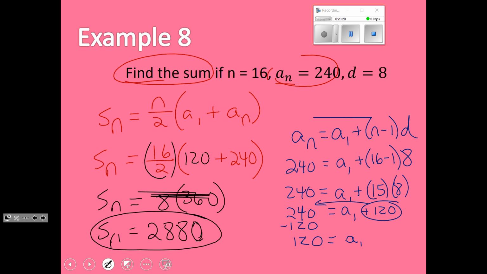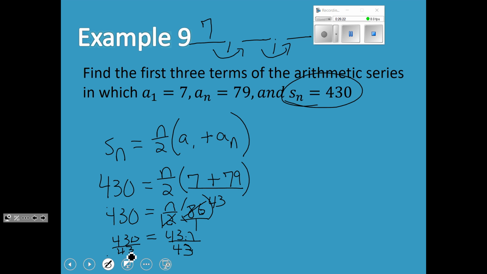There we go. Sorry about that. And so n is equal to 10. Okay, so we know n is 10. Well, that doesn't help me out right now because we're looking for the common difference. So where can I get the common difference from?